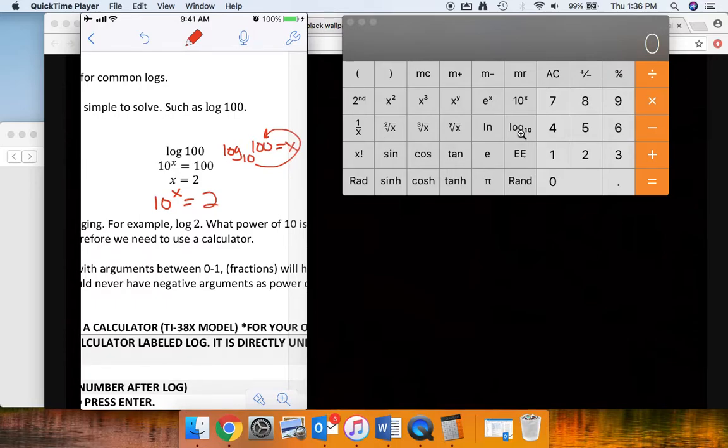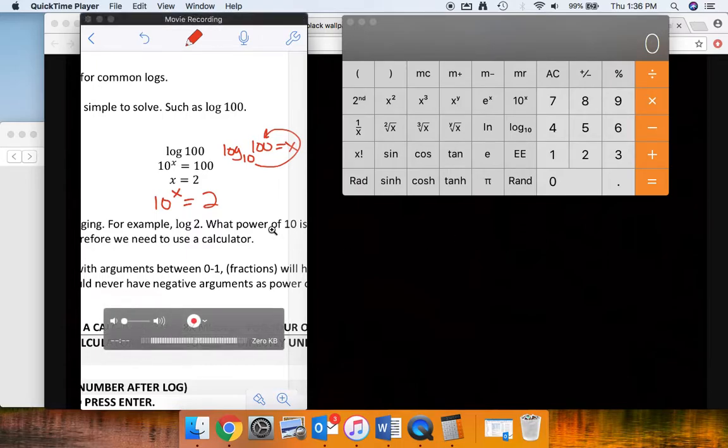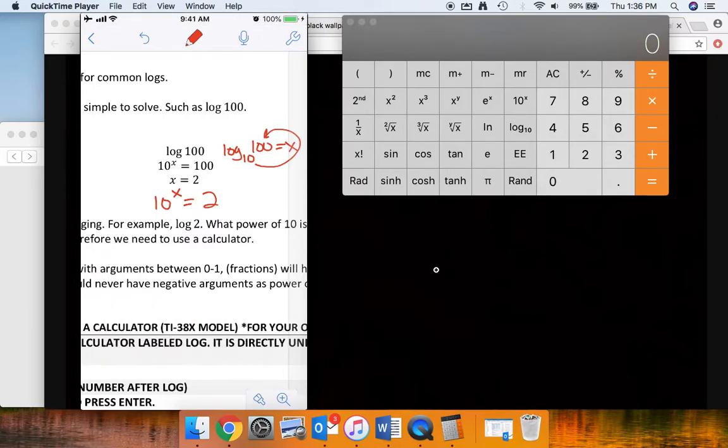It might be in the subset of buttons in the upper area. On a TI-83, it's purple. Most calculators have a log button. If yours doesn't, get a better calculator. Okay, so you've got log here. For some reason it says log 10. That's unnecessary because we know it's log 10. Common log is log base 10 no matter what.